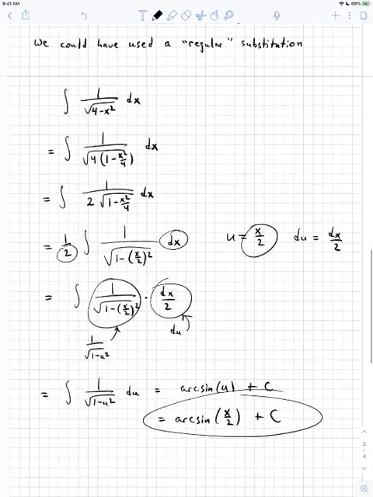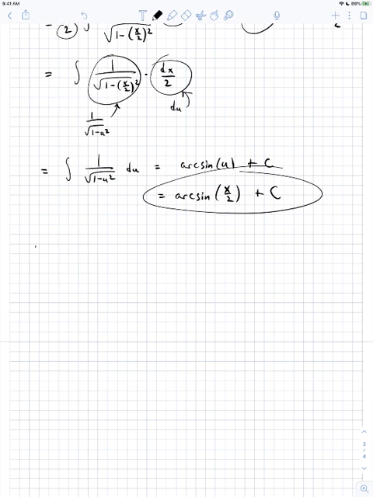Let's see, we've done b, so let's do c. So let's say the integral, well, let's do an indefinite integral. Let's say actually x squared over the square root of 9 minus x squared dx. This one would be a little bit more difficult to do using a regular substitution, although it's not impossible. How are we going to go about doing this one? Well, let's let x be equal to 3 times sine of theta.